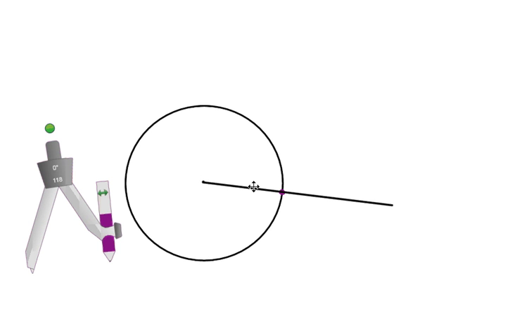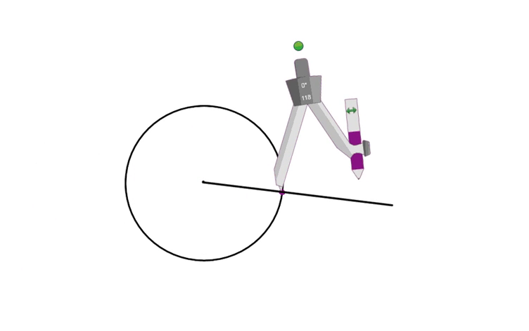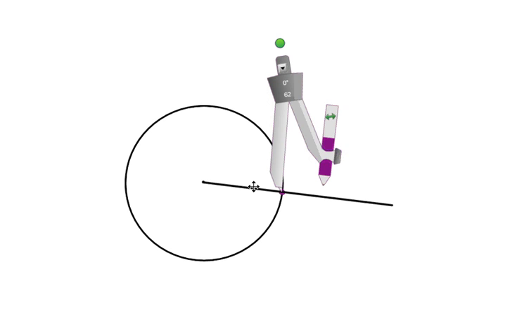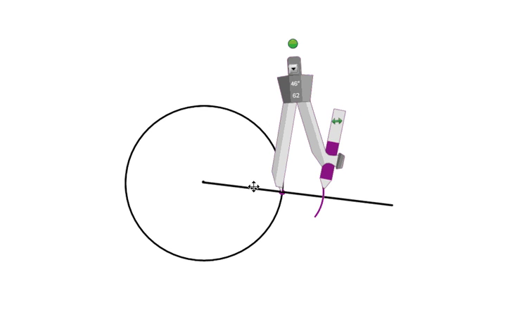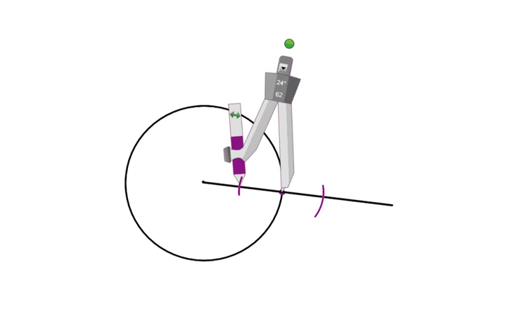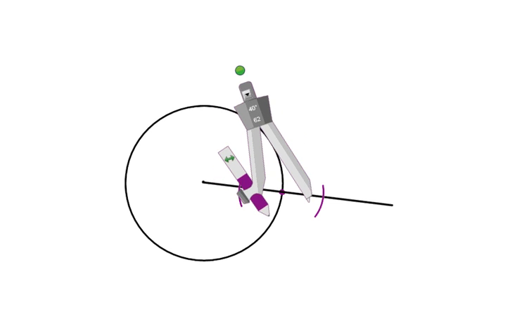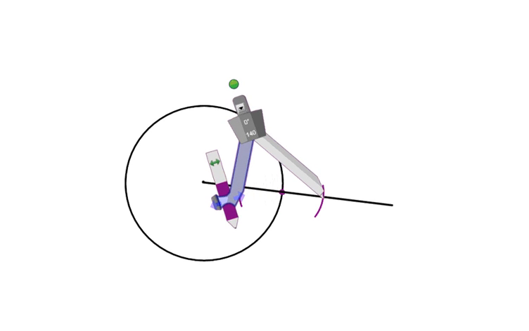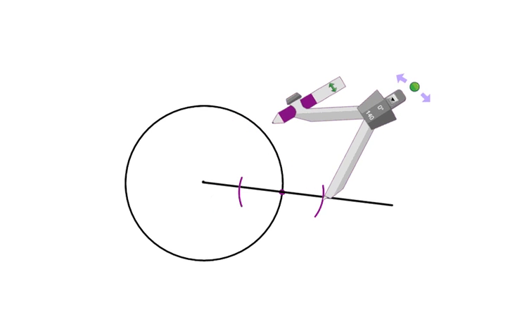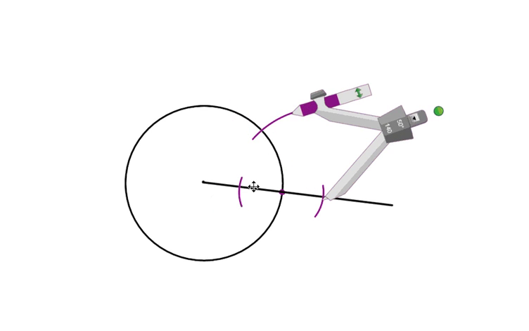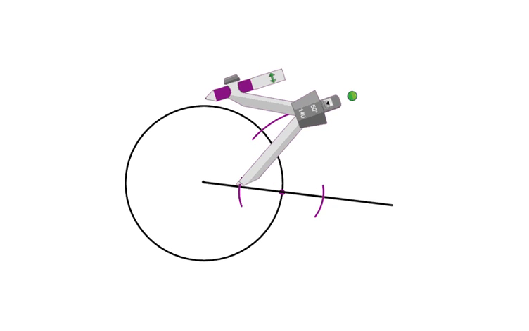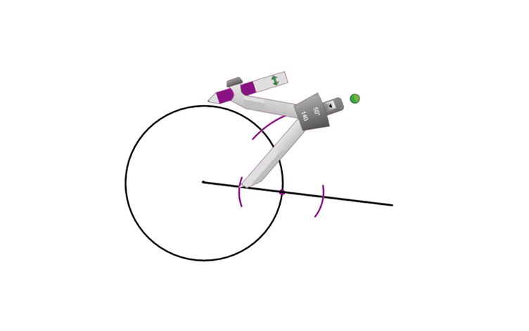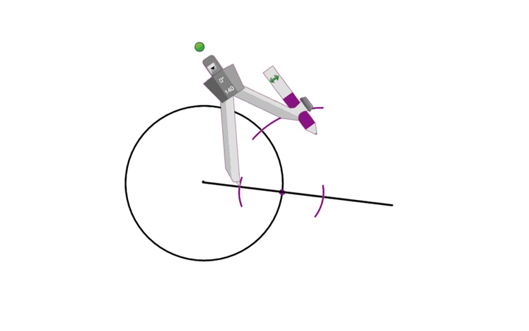So now, taking my compass, let's see, I guess we'll use purple here. We will strike an arc on that side and on that side. Then we will move our compass to the arc on the right. I'm going to extend this a little bit, and I'm going to bring it up here, strike an arc. Then I'm going to bring my compass over here, and strike the arc.